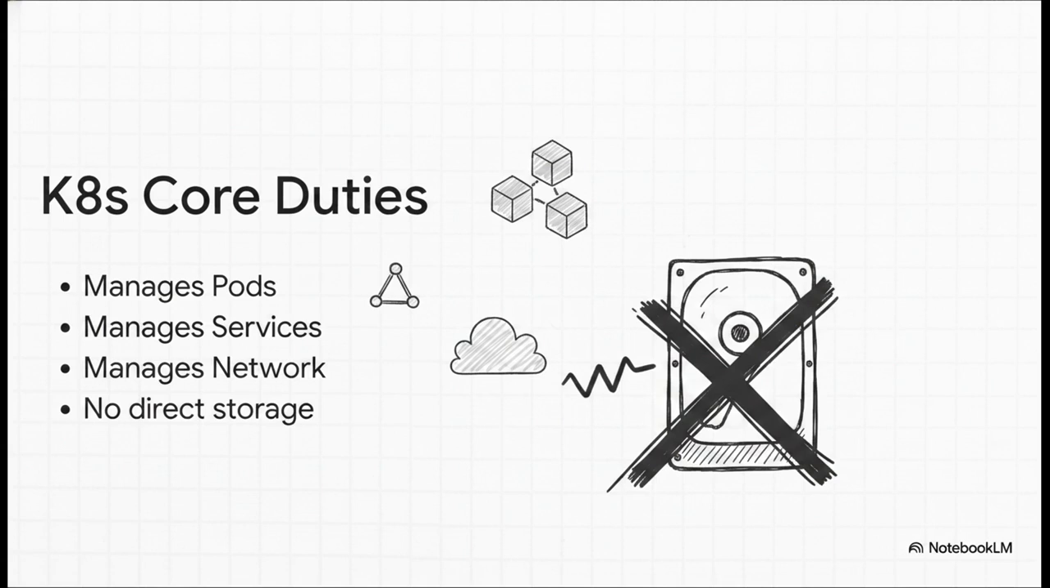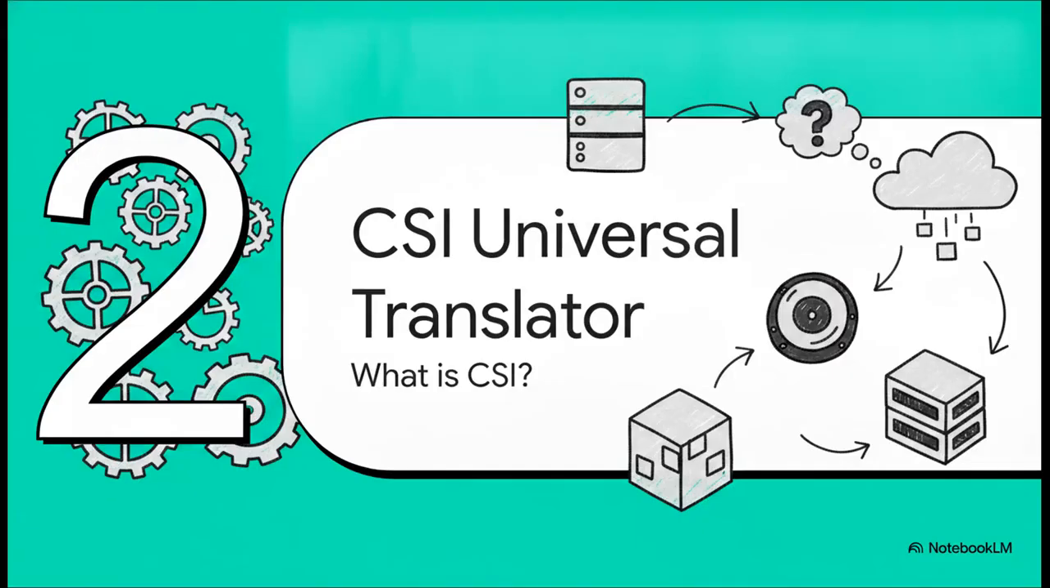If Kubernetes had to understand the proprietary language of every single storage vendor out there, every cloud disk, every SAN, every single NAS, it would be literally impossible to maintain. So it completely relies on external systems to manage the actual physical disks. Which brings us to section 2, CSI, the universal translator.